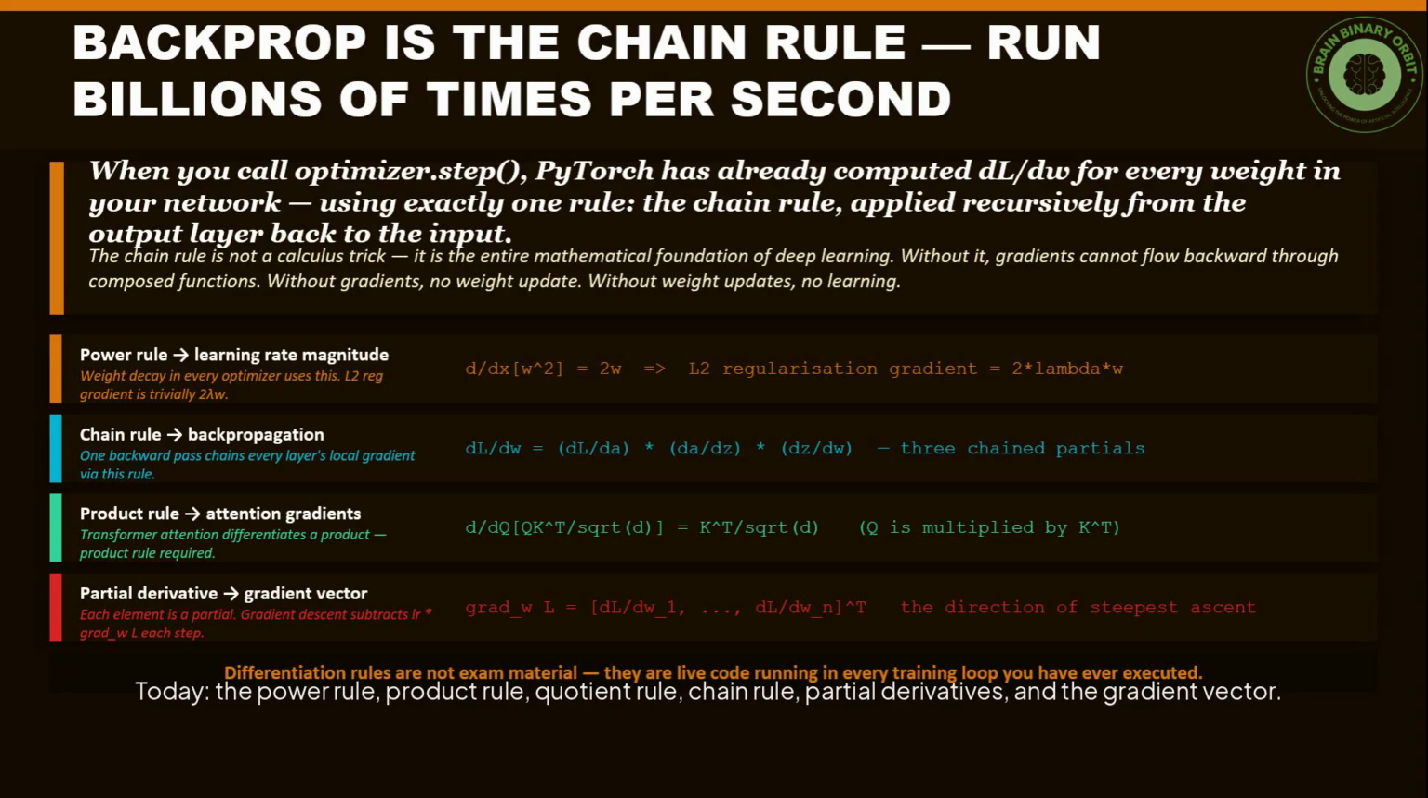Today: the power rule, product rule, quotient rule, chain rule, partial derivatives, and the gradient vector. By the end you will be able to derive the gradient of MSE loss, cross-entropy loss, and the one hidden layer network by hand.